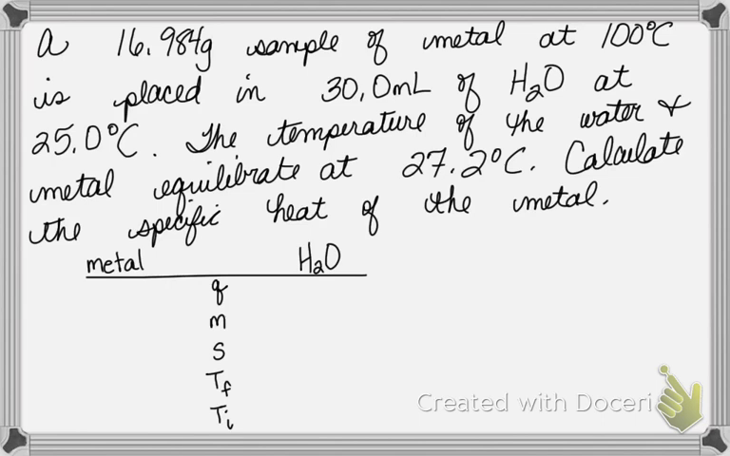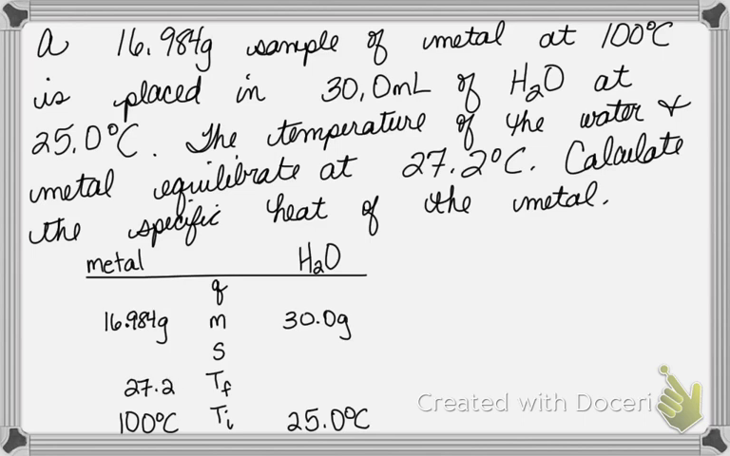Okay, the mass of the metal is 16.984 grams. I'm just reading the problem, and when I come to a number, I'm assigning where it goes. 100 degrees Celsius is the initial temperature of the metal. 30 milliliters of water is a volume, but I know the density of water is 1 gram per mL, so I know that's 30 grams of water. And the initial temperature of the water is 25 degrees Celsius. The water and the metal equilibrate, so their final temperature of both is 27.2 degrees Celsius.